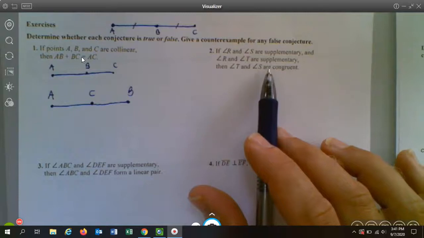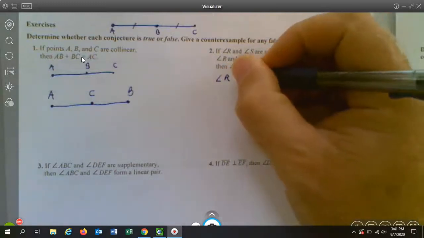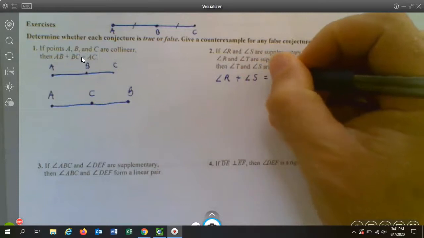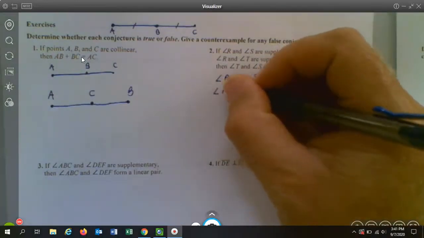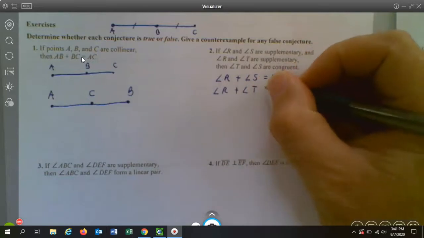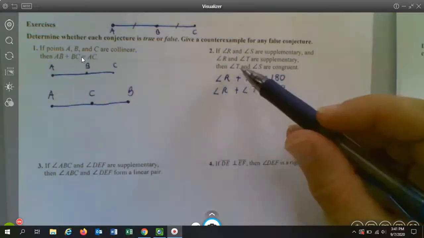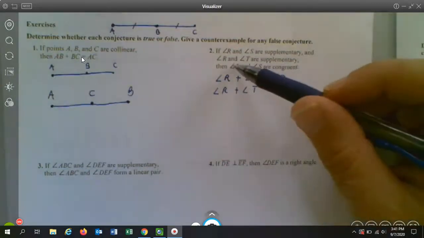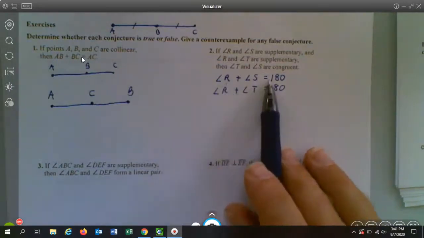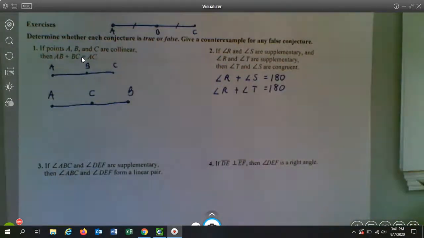Let's see. If angle R and angle S is 180, right? When I add them together, they're supplementary, they add to 180. Angle R and angle T equal 180. Is it true in all cases that T and S must be the same angle, that they're both congruent? Can you think of a counterexample? You cannot think of a counterexample because this statement is true in all cases. If those guys add to 180 and those guys add to 180, then these two angles must be the same angle. I'll give you numbers here to prove it.